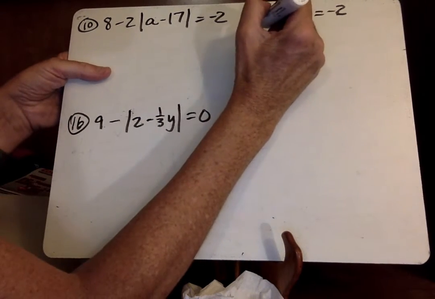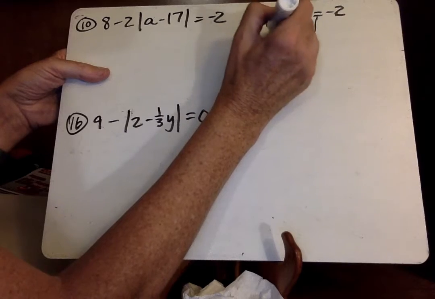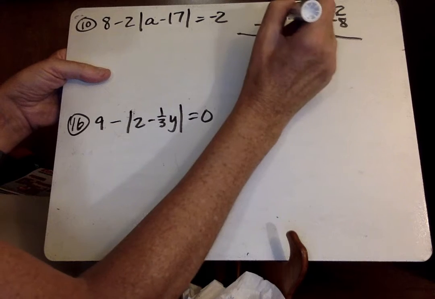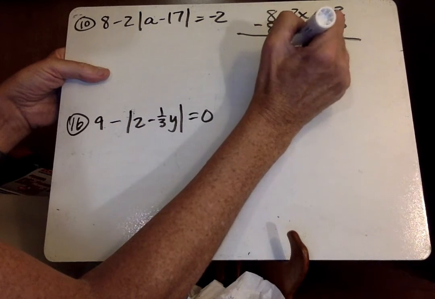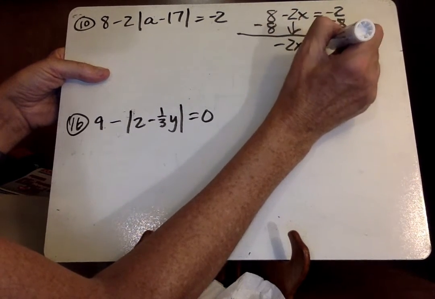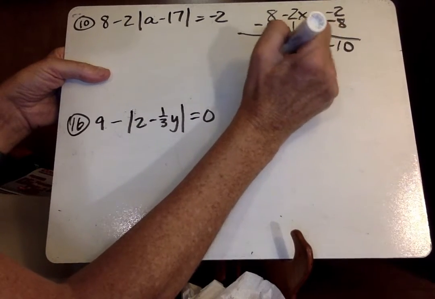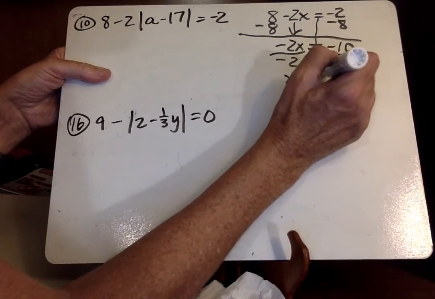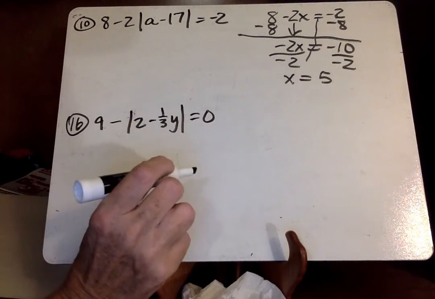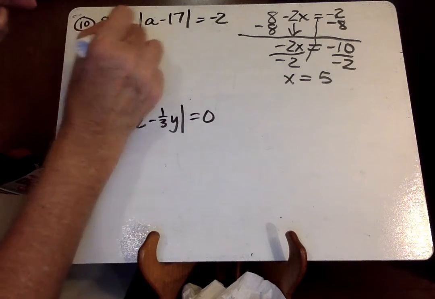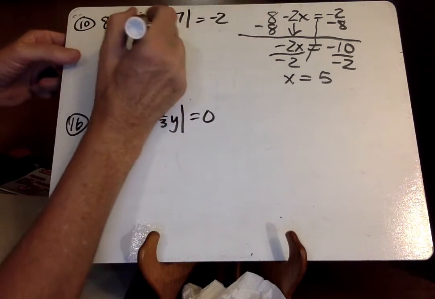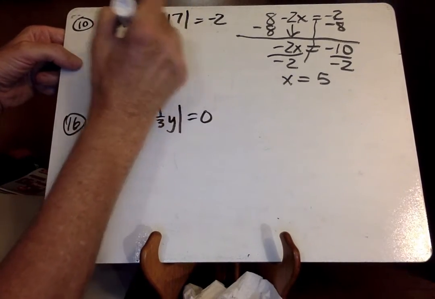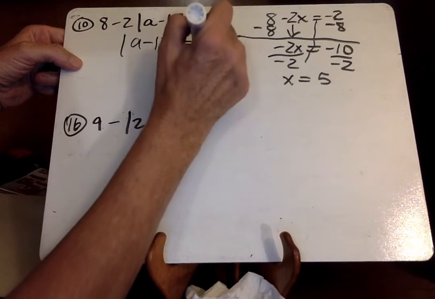Because then we could just go, oh, let's solve this. Minus 8, minus 8. Let's bring this down. Remember the negative. Negative 2x equals negative 10. Divide by negative 2. Divide by negative 2. X equals 5. Okay? Now that it's like that, we can plug this back in for our x. We can say a minus 17 is actually our x. So we go a minus 17 absolute value equals 5.